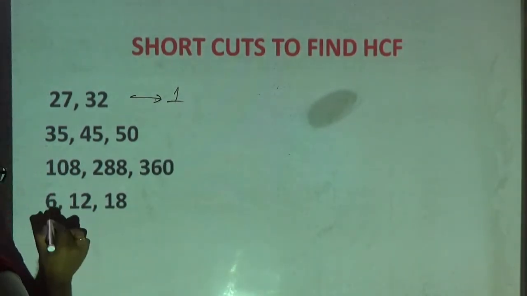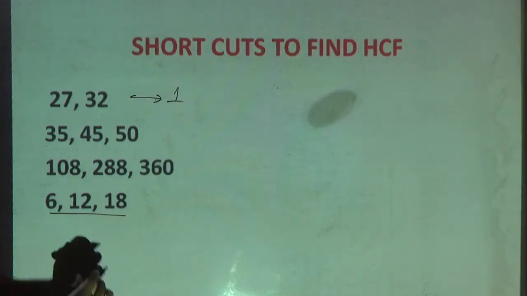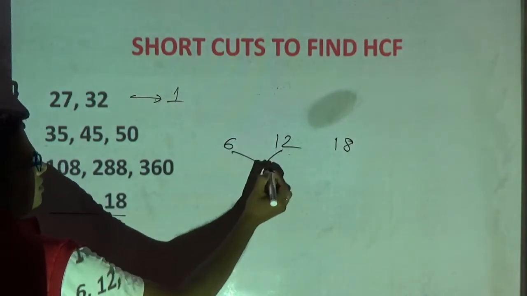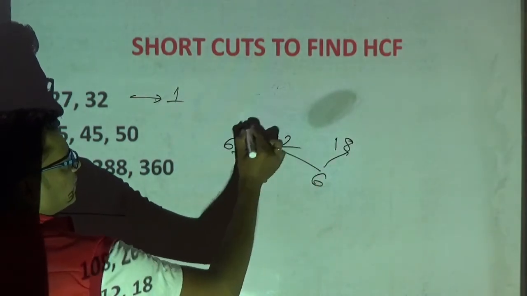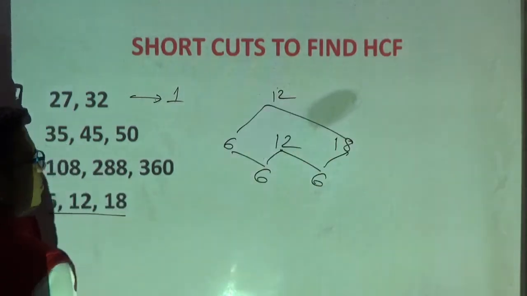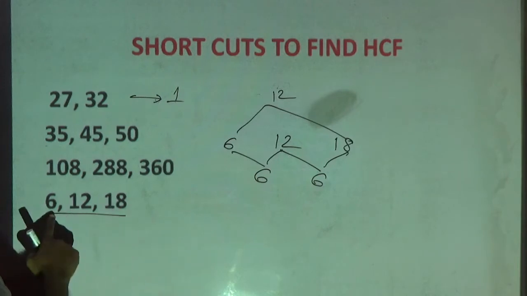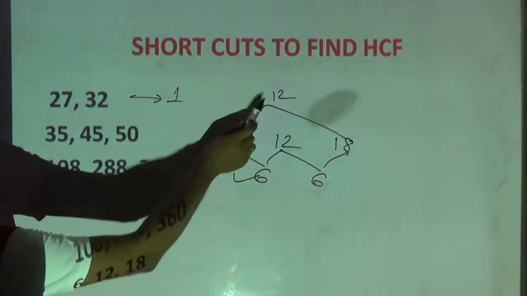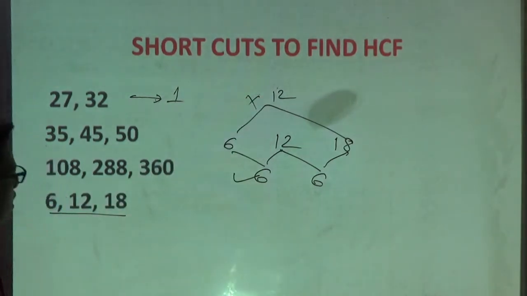Now for these three numbers, the numbers are small. You can go for the difference method. Okay. 6, 12 and 18. The difference here is 6. The difference here is 12. Now please observe whether you can divide. Okay. So 6, 12 and 18 from 6. Yes. But you cannot divide 6 by 12. Correct. So at least your HCF, 6 is your HCF. Okay. Another method.